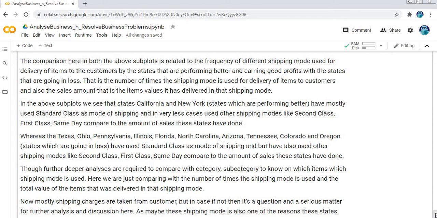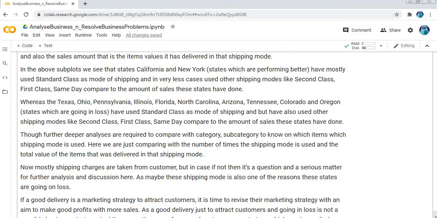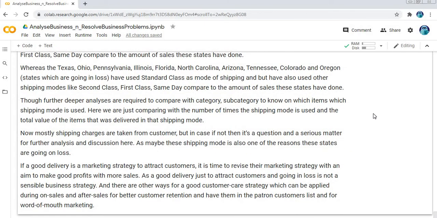further deeper analysis is required, comparing category and subcategory, to know which items in this category and subcategory have used which shipping mode. This is further analysis we need to do, but here we are just comparing the number of times the shipping mode is used and the total sales amount of the items that were delivered in that shipping mode.